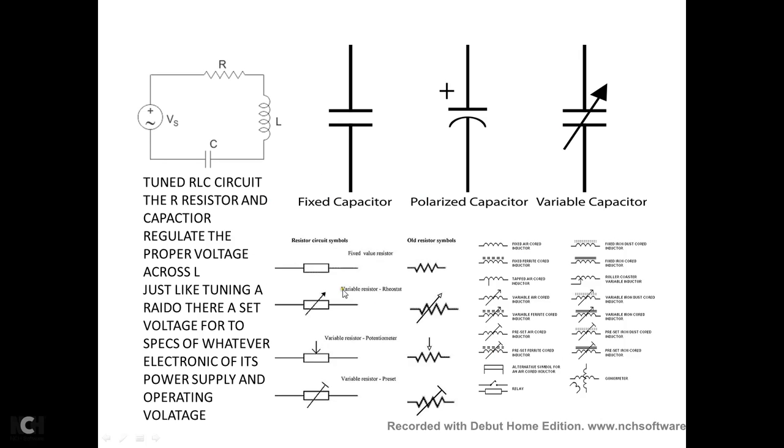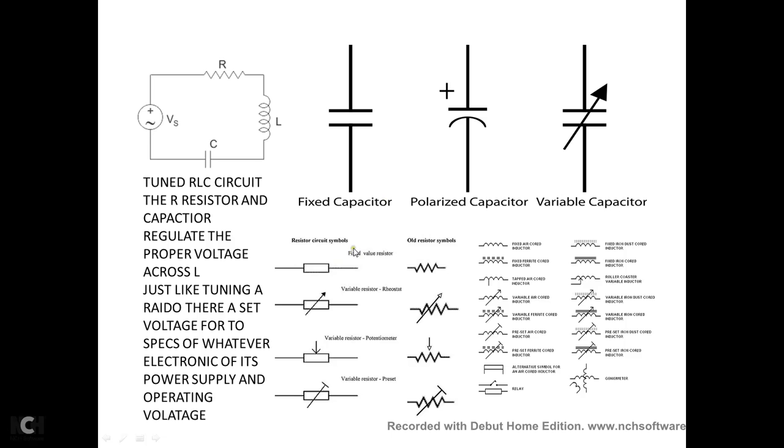This up here is the voltage source going through a resistor capacitor. There is a tuned RL circuit. The resistor and capacitor regulate the proper voltage across the inductor. Just like in tuning a radio, there's a set voltage through a spec, whatever electronics, over the power supply or operating voltage. It's either fixed, or it's polar, or it's a variable, which means it can change. Notice the variable over here. We're going to talk about that when I show you my deck of cards.